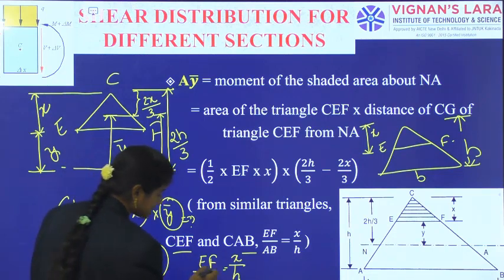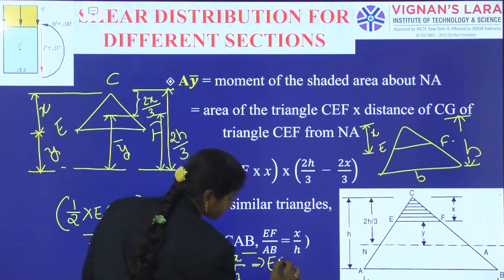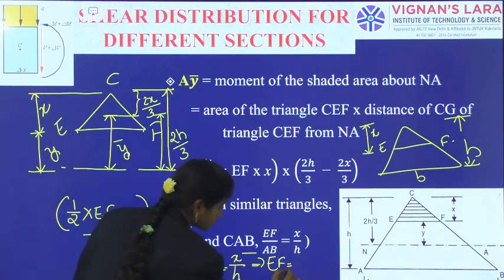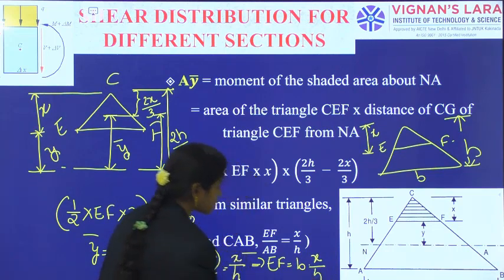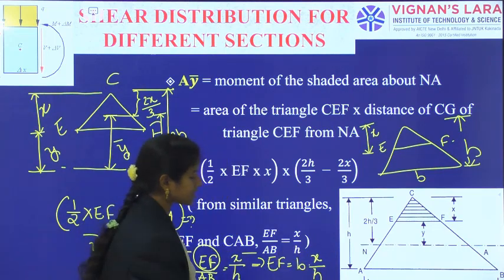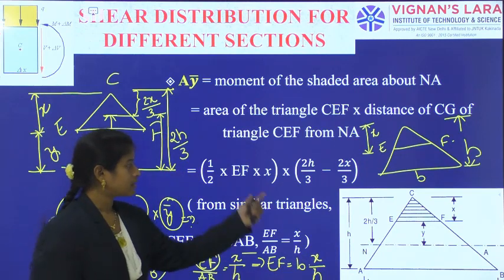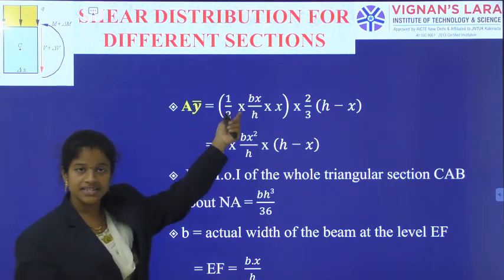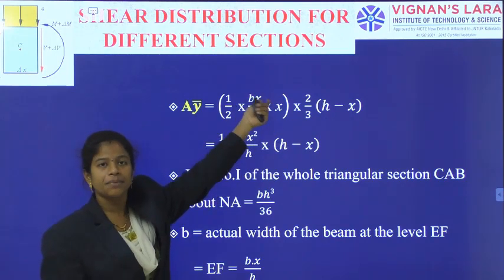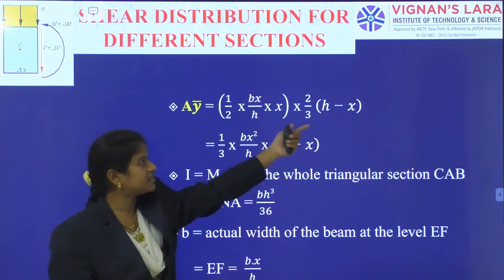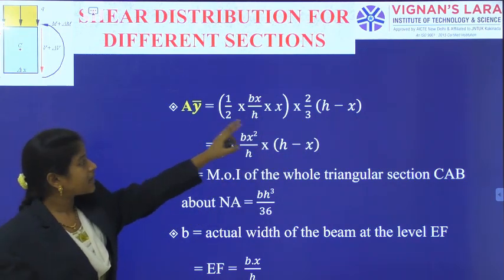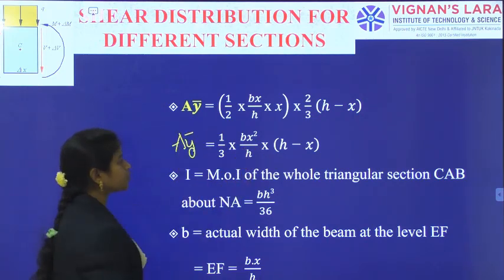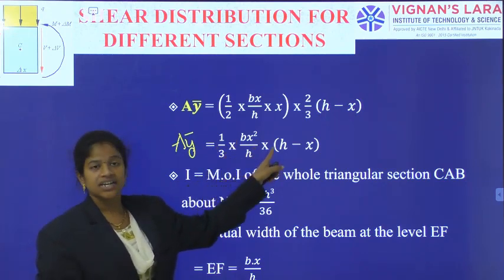My unknown is EF only, so I am separating EF from this. EF is equal to, and the AB measurement, anyone know AB? Yes, that is B only. So B times X by H. So the EF value is B times X by H. So I can replace this EF in the next step. A into y bar is equal to half EF into x, as we have given, right? So bx by h, 2h by 3 minus 2x by 3 as it is, taking the common out and multiplying with the similar terms, we have got A into y bar is equal to 1 by 3 bx square by h minus x.